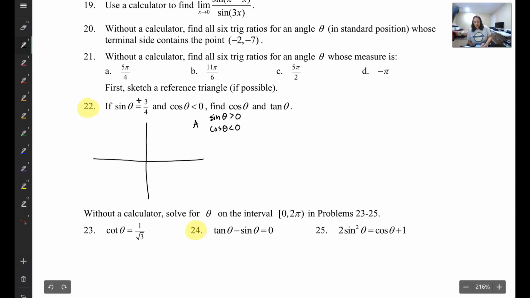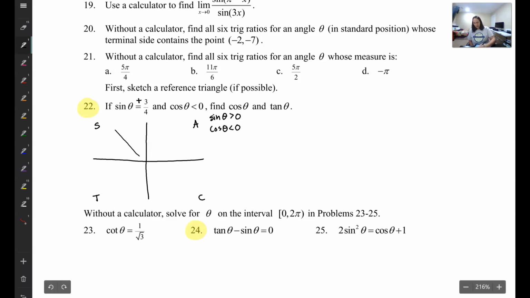So I want you to think back to what I taught you in class. All students take calculus. In this quadrant, all trig functions are positive. In this one, sine's positive. In that one, tangent's positive. And in that one, cosine is positive. I want the quadrant where sine is positive. So that could be that one or that one. Sine is positive in both of those. But I also want the one where cosine is negative. So that means I've got to be in quadrant 2.